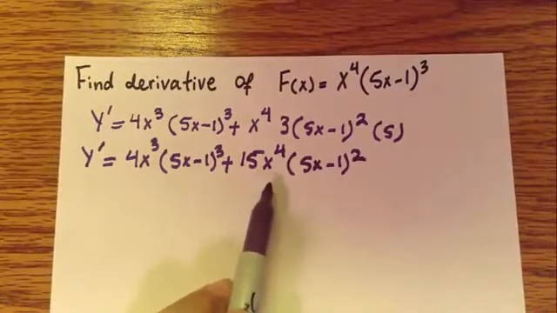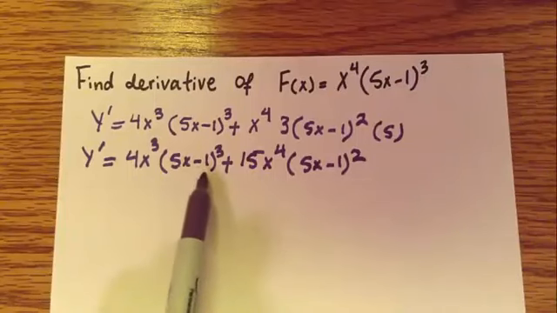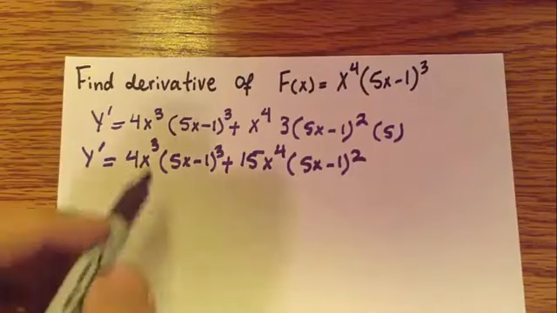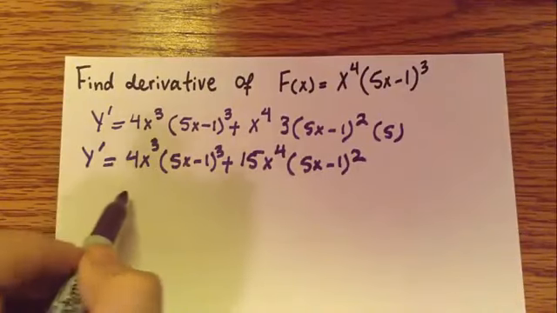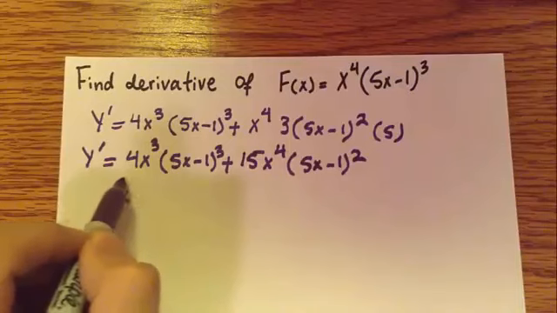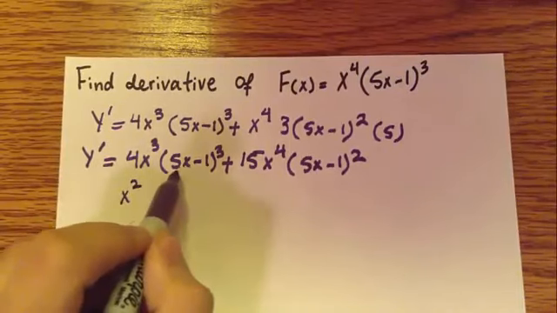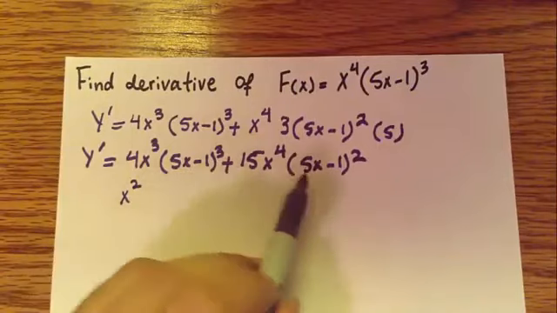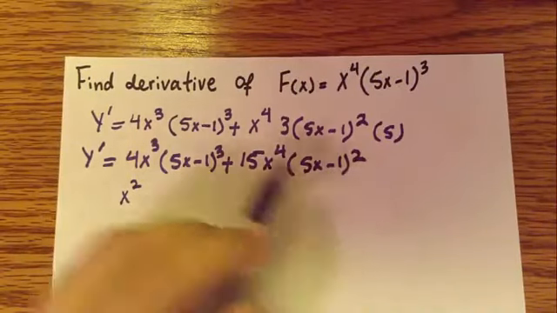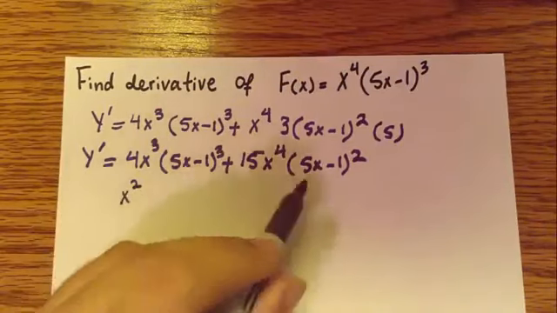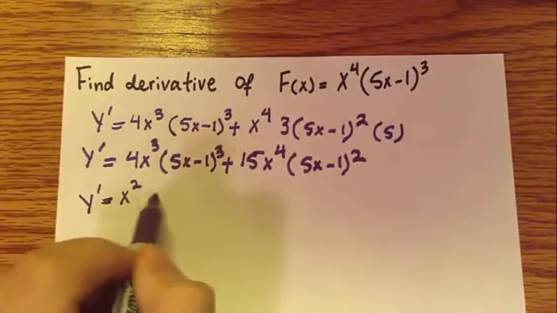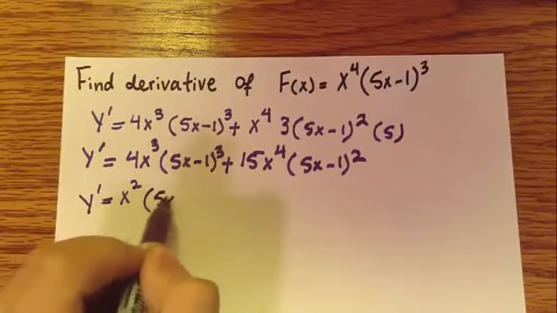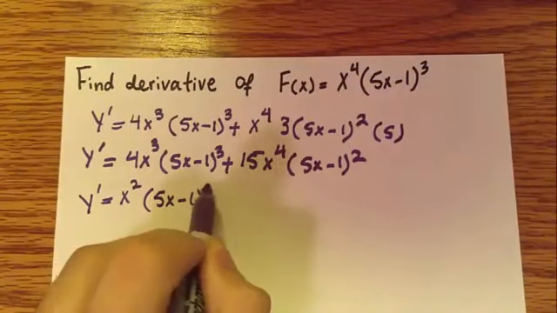I can't really factor anything here. But I also have 5x minus 1 repeating twice, so that's something I can factor. I can also factor in an x, so between x cubed and x to the fourth power, I'm going to factor out an x squared, and then between (5x minus 1) cubed and (5x minus 1) squared, I'm just going to factor out a (5x minus 1) squared. So I'm going to have y prime, always remember to write this, so we have times (5x minus 1) squared.